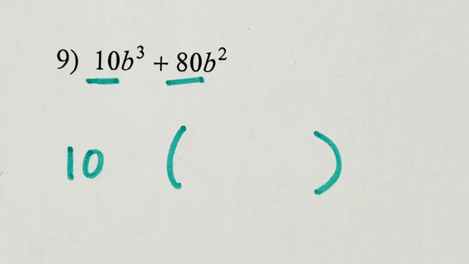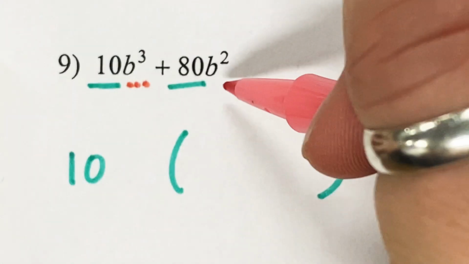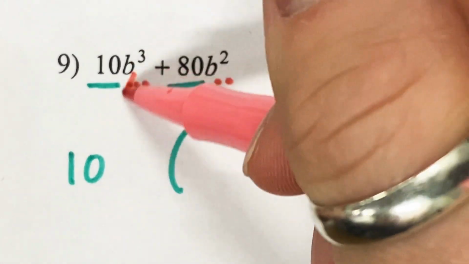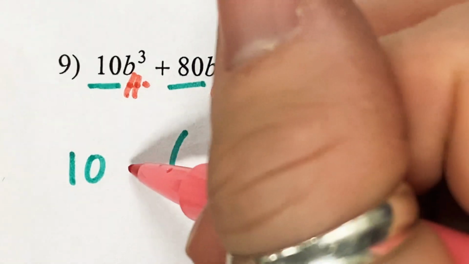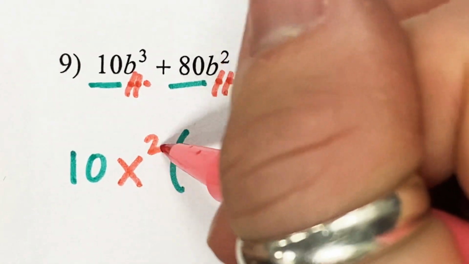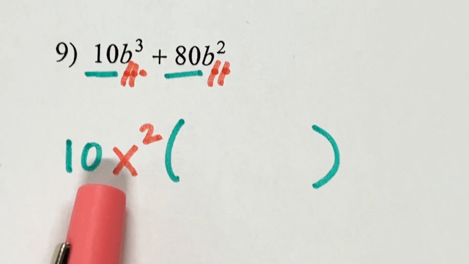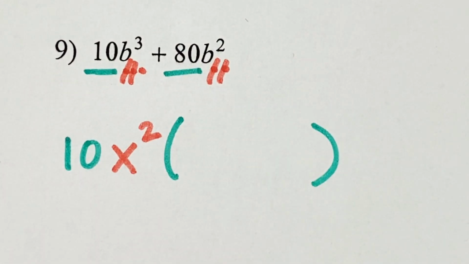Well, let's look at our b's. Let's look at our variables. This first term has 1, 2, 3. This next term has 2. How many can I take out, or how many do they both at least have? They both at least have 2. So I can factor out 2 of them, or b squared. So we figured out what our GCF was, our greatest common factor. Now let's divide it out and see what's left inside.